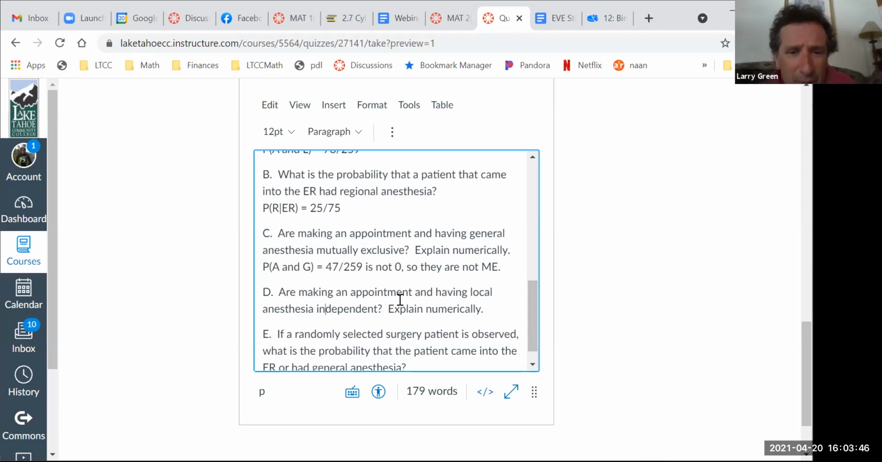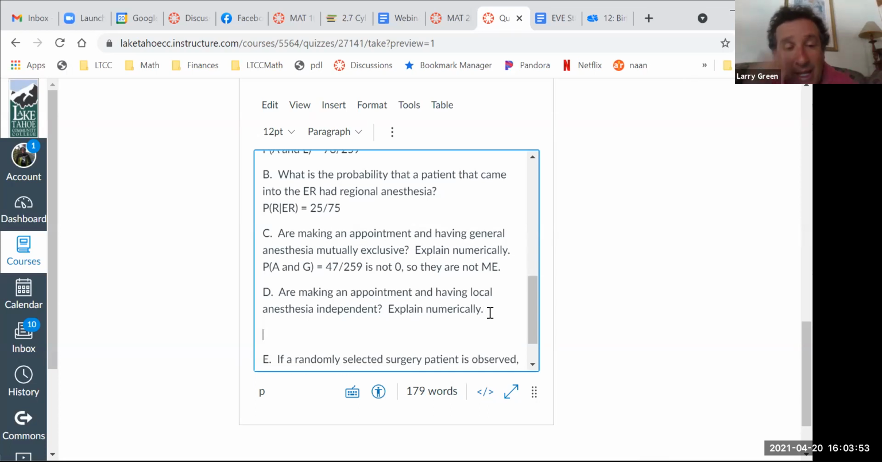Okay, next, are making an appointment and having a local anesthesia independent? Explain numerically. So now I need some probabilities, and we can choose which one you want to do. I like to do the given because it's less work. So the probability of, it doesn't matter which way you go, appointment given anesthesia. So what's the probability of appointment given they had local anesthesia?